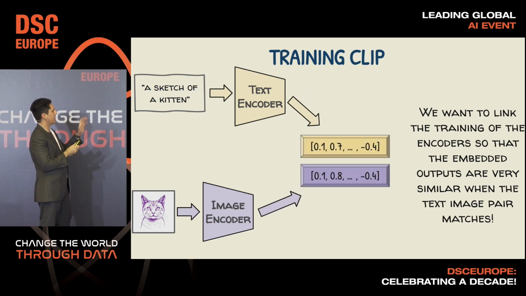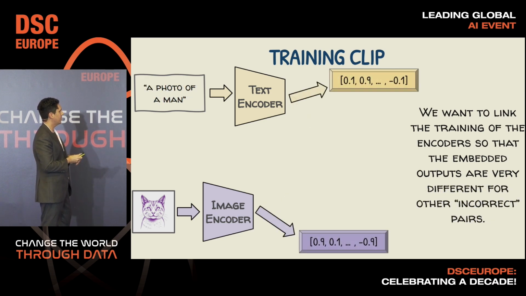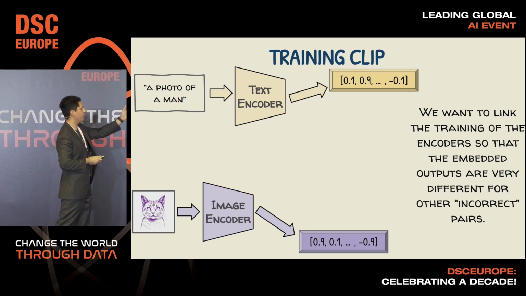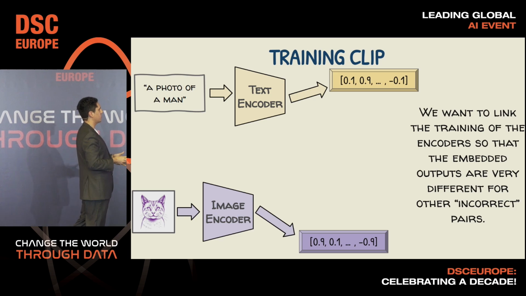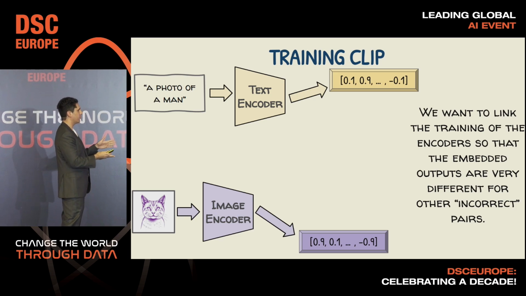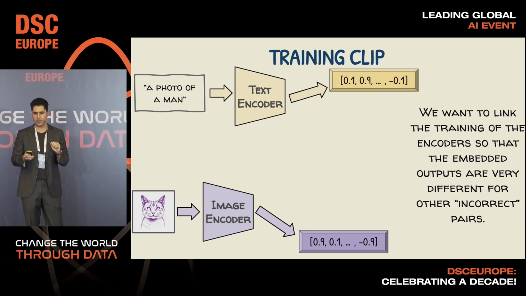So again, if I have a correct text that describes this image, I would like these to try to be very similar. Likewise, if I have a text that says photo of a man, but I actually have a picture of a cat, I also want to link these so that they're very different for quote-unquote incorrect pairs.